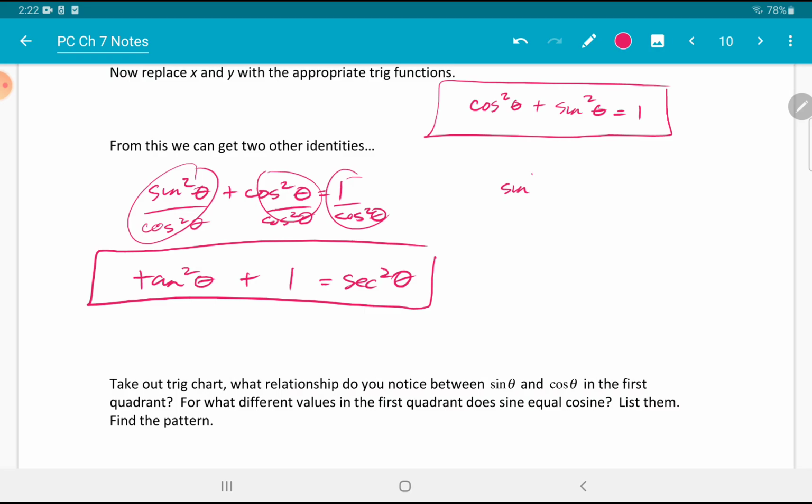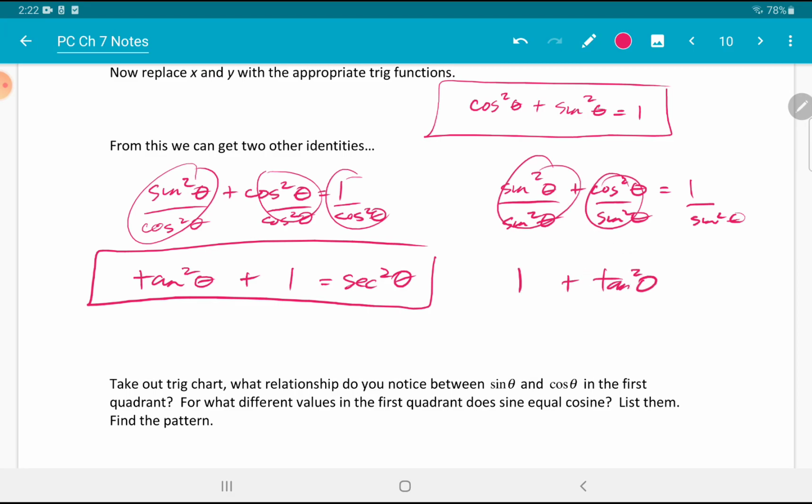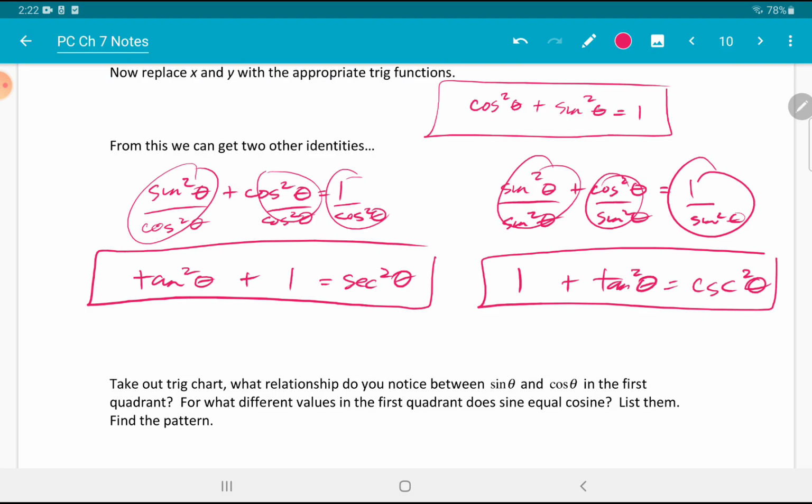Another trig identity that we had developed in the past was seeing how you don't just have to divide by cosine squared, you could also divide by sine squared. And so if you divide by sine squared theta, then you end up getting 1 plus tangent squared theta is equal to, and then that becomes a cosecant squared theta. So that gave us our third trig identity.